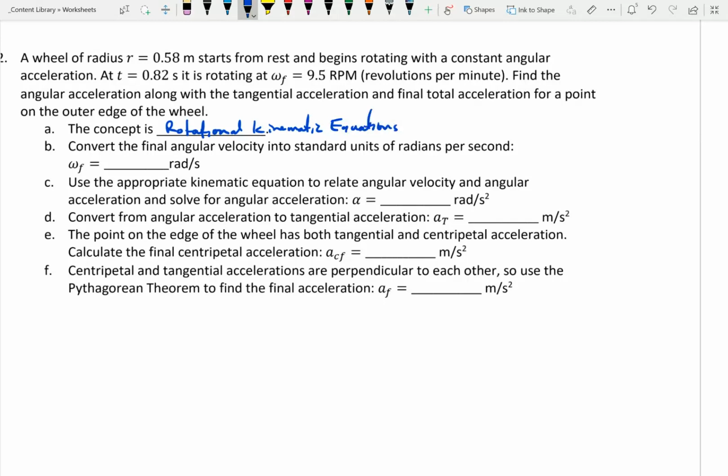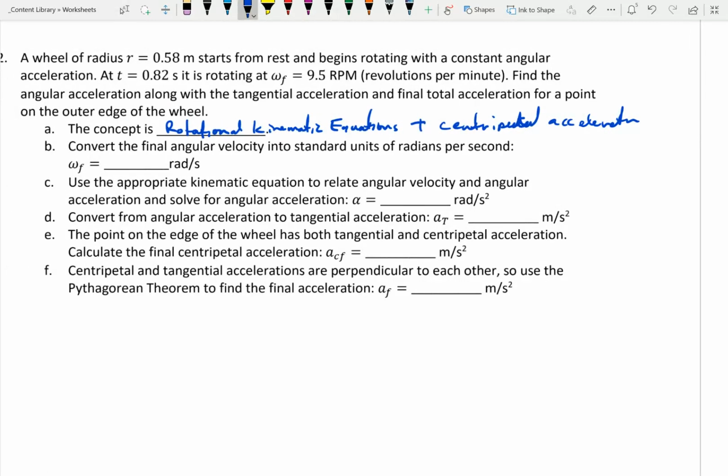We're just going to use kinematic equations. But then for the second part, we're going to have to do centripetal acceleration, because when it asks for the total acceleration, we have to include all kinds of accelerations. So the first step, convert.